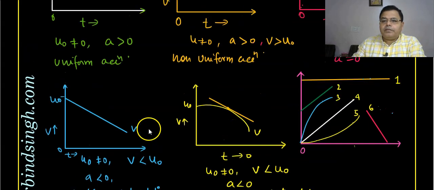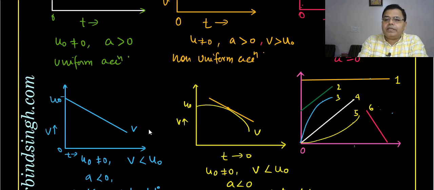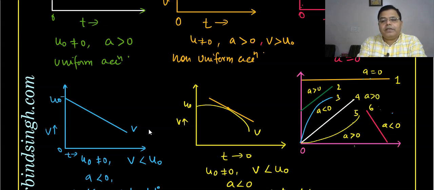So in this graph, one represents where acceleration is zero. This acceleration is positive. This acceleration is negative. This acceleration is also positive. This acceleration is also negative. And that is a constant acceleration, positive constant acceleration. So in all these six diagrams, you can see what they represent. In fact, let me explain this one by one.